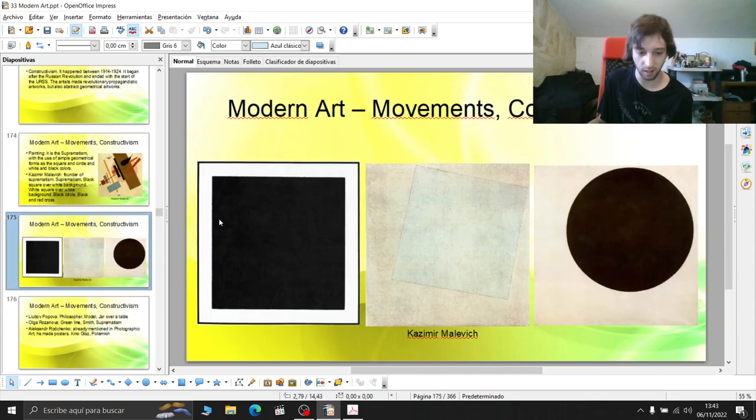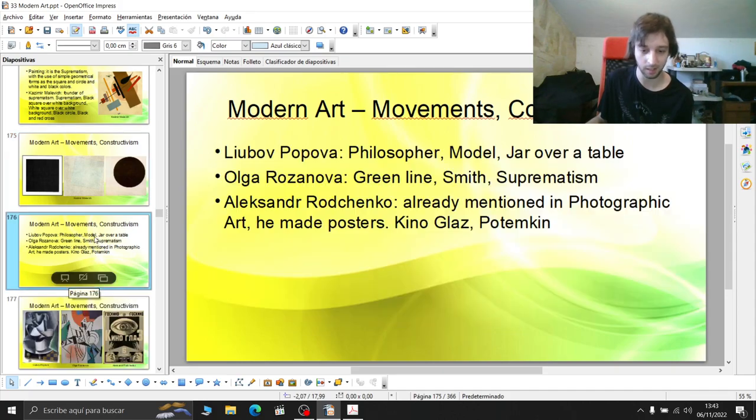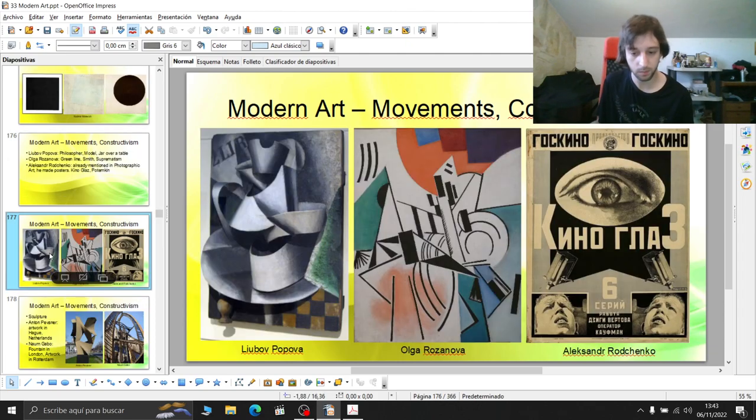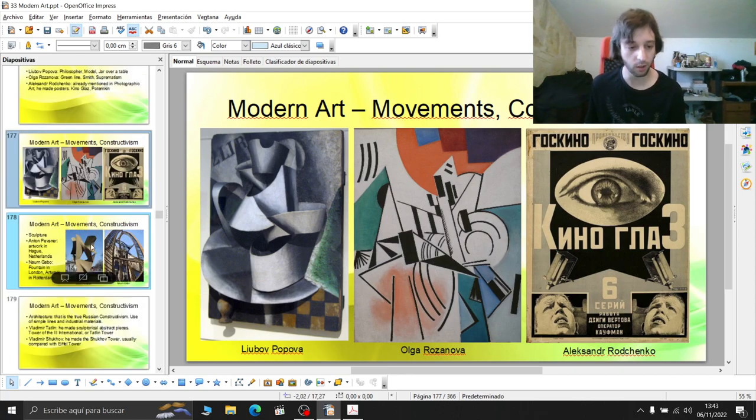These are very funny artworks. It's like a black square over a white background. This is a white square on a white background, a black circle on a white background. It's like that. Lyubov Popova, Olga Rozanova, and Alexander Rodchenko. Rodchenko is a film director. But here you can see Kino Glaz, one of the classics of Russian films.